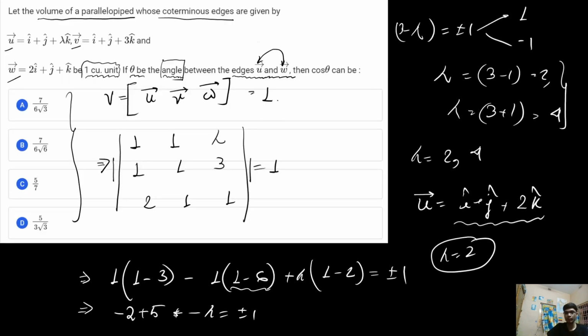So from here if I go on and solve, cos of theta is basically u dot w, where we have taken the value of lambda as 2, okay, divided by modulus of u times modulus of w. So if I solve this, since the value of lambda is 2, if I compute u dot w, that is basically 2 plus 1 plus 2. Okay, so from here I will get 2 plus 1 plus 2 when lambda is equal to 2.